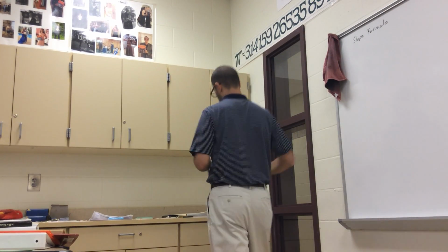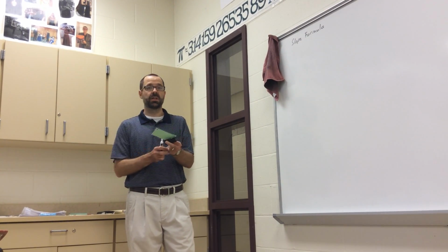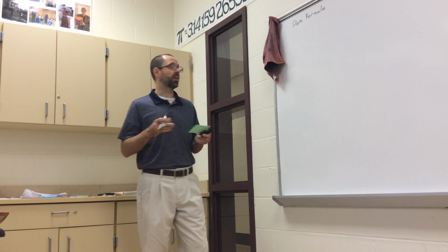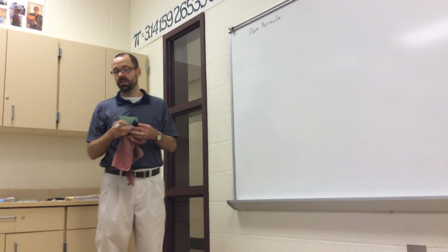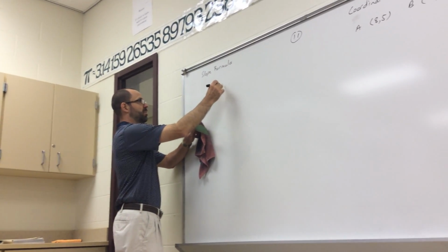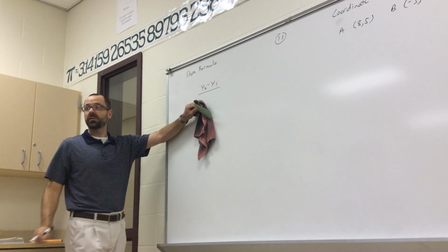Up to note card number 11, and this is the slope formula. Now, you did slope formula last year, so this is review, but I just want to make sure you have all the formulas down on a note card. So the way you find slope is you take y2 minus y1 and then divided by.